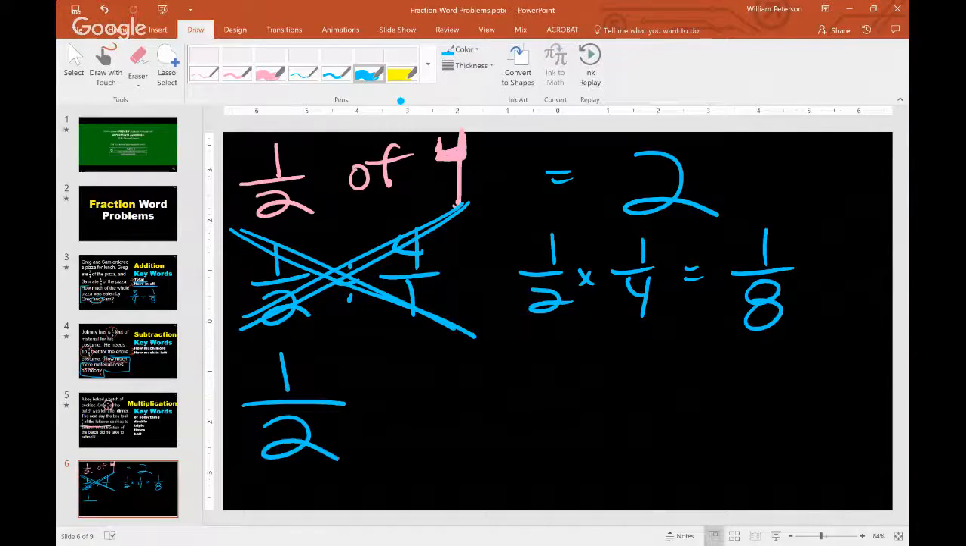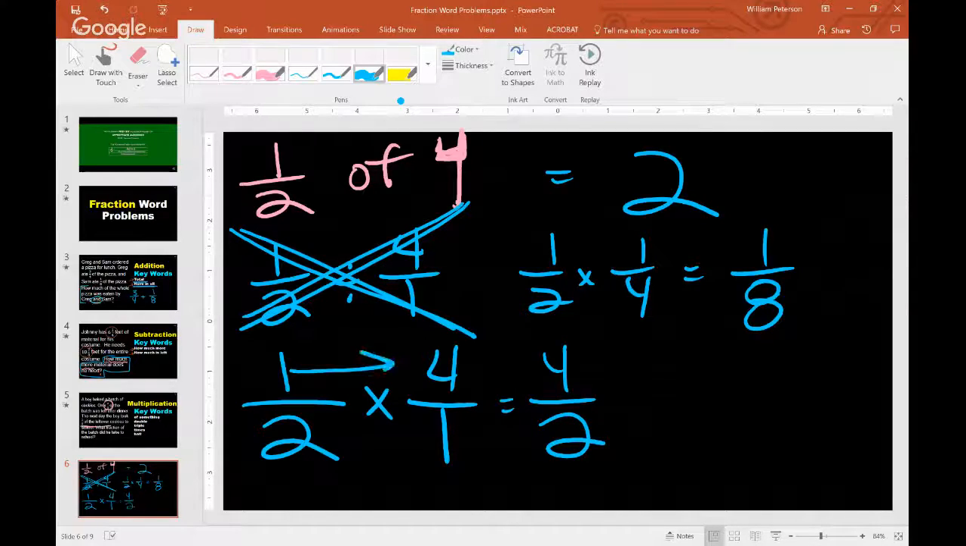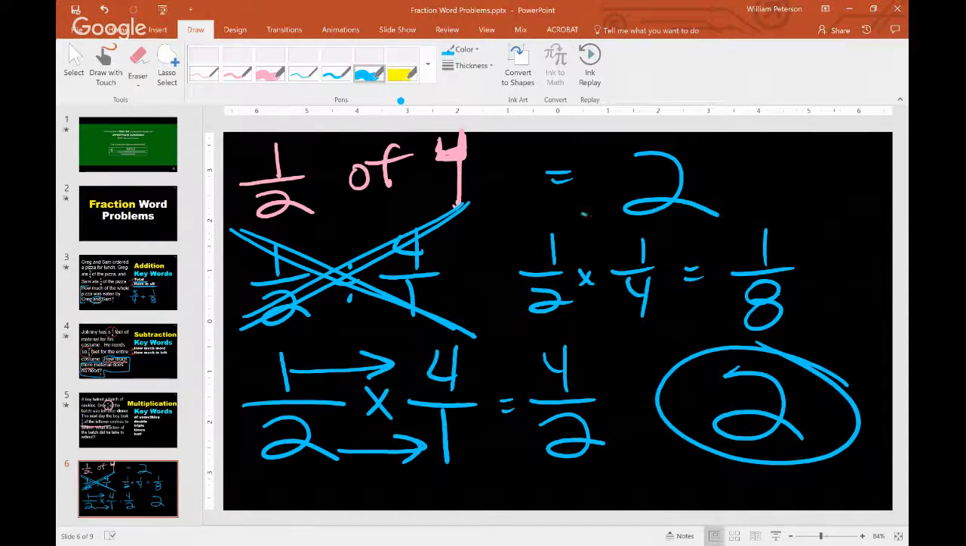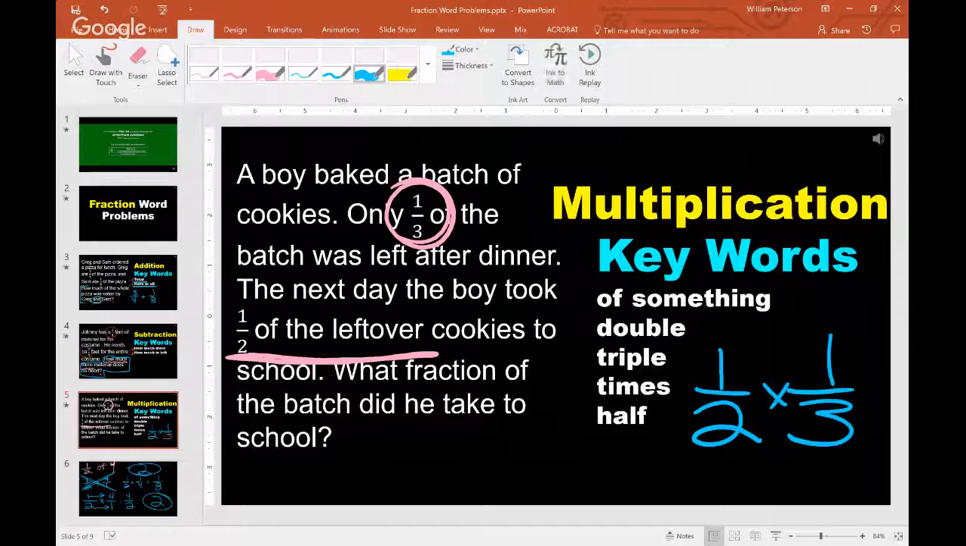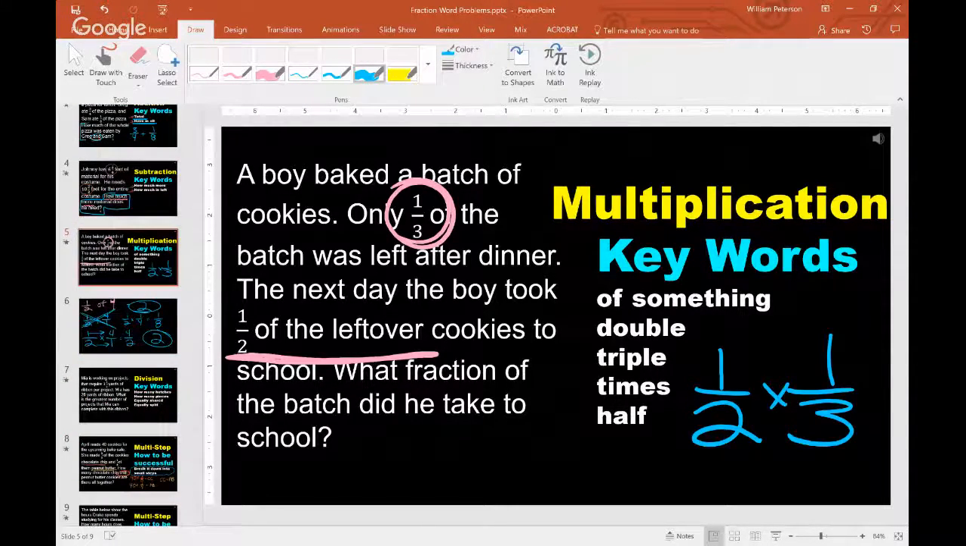Watch. If I do 1/2 times 4/1, I can write that as 4/2 after I multiply across. And when I simplify it all the way down, I get the 2. So if you're trying to get a fraction of a total number, in this case in the word problem, I'm looking for half of 3, so I'm going to set that as 1/2 times 3/1 to give you that number. That's going to be the trickiest one of these multiplication word problems.